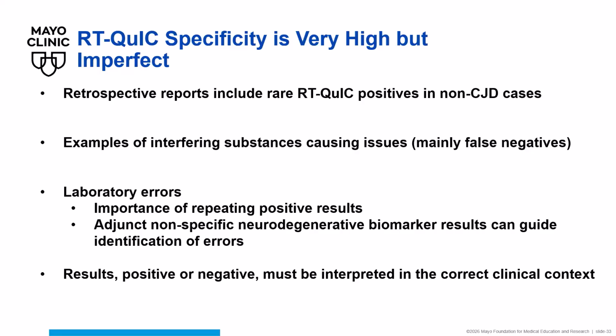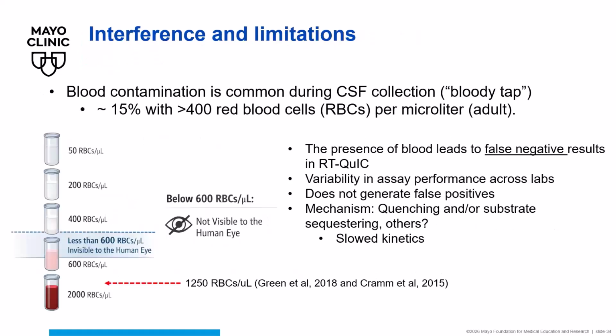RT-QuIC specificity is very high, but it's not perfect. There have been reports of false RT-QuIC positives in non-CJD cases. There are interfering substances, and potentially lab errors. I do want to mention that adjunct non-specific biomarkers can help identify those errors. If you get a strongly positive RT-QuIC and a negative biomarker, or vice versa, that may indicate you need to repeat the testing because something doesn't make sense here.